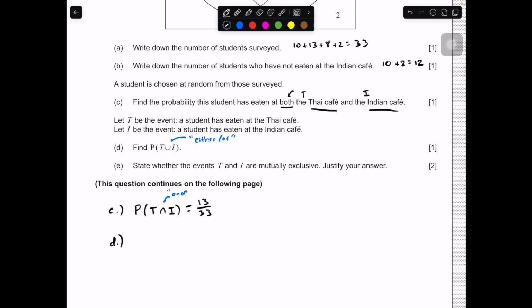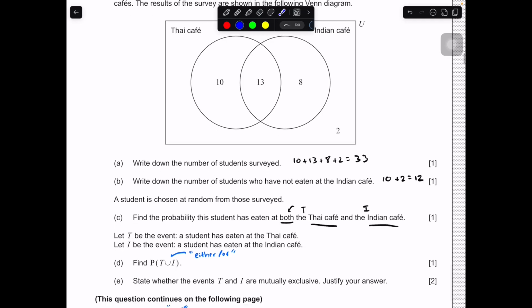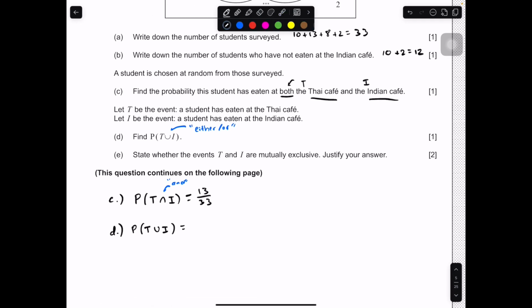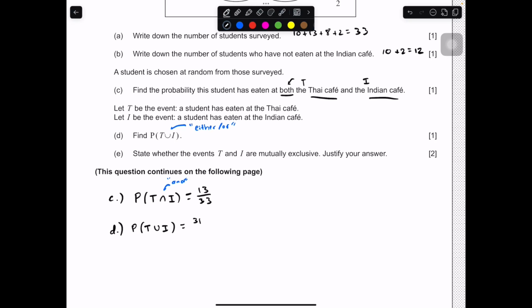D, probability that someone ate at the Thai or the Indian cafe. So this is anyone that is in either of these. So anyone in here or in here, in this case. This 10, this 13, and this 8. This would be the overlap of all of these. Essentially, all of these people have eaten at either the Thai or the Indian. What does that come out to? Well, it's everyone except for these 2 people on the outside. Those are the only ones that haven't. So it's 31 out of 33.